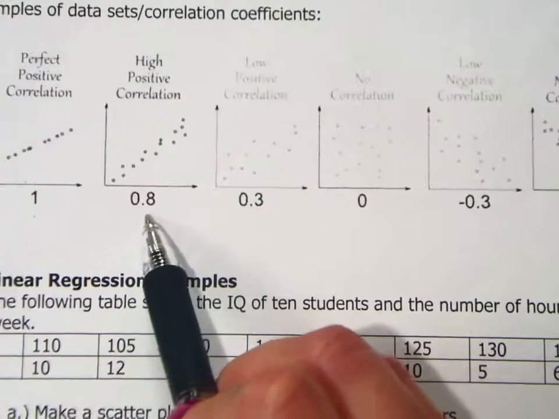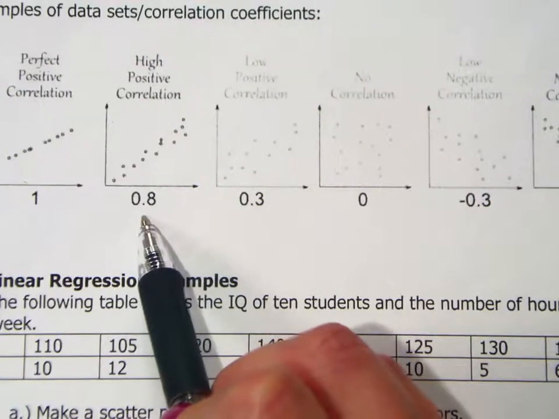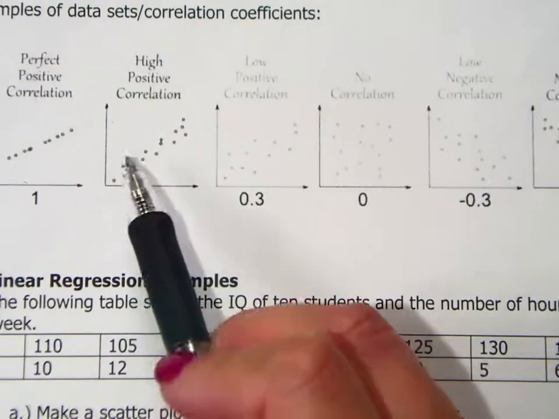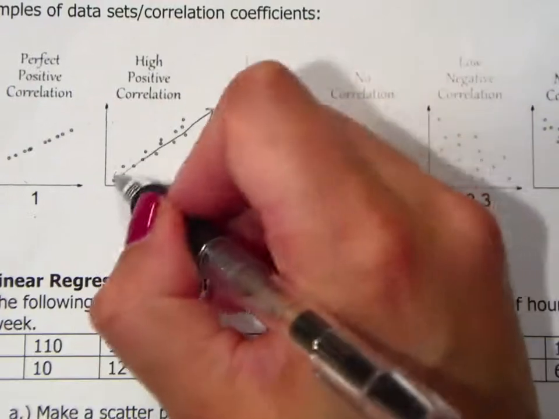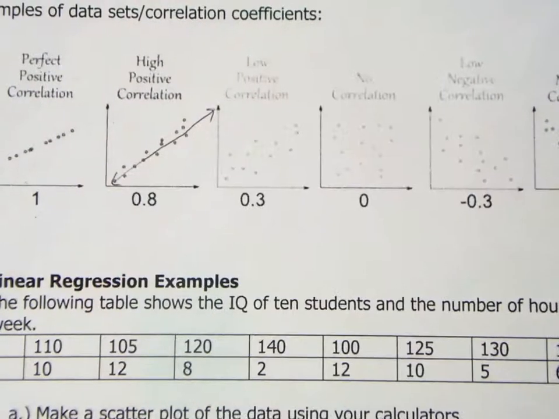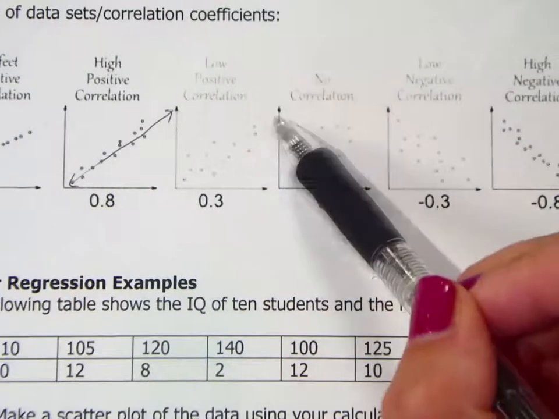If you look at the next one, we're going to say that this correlation coefficient is about 0.8. I can draw a best fit line through there that's going to fit pretty well. There's a pretty high positive correlation. But as those data points get more scattered, it's going to be harder to find a line that fits that.